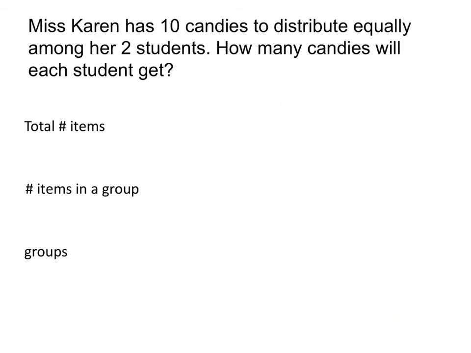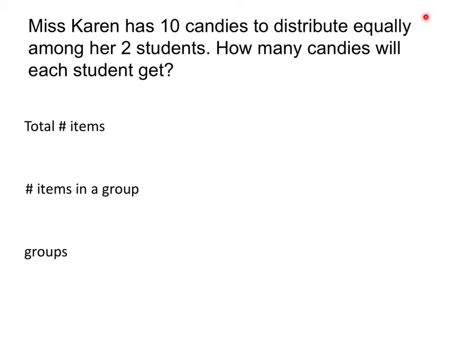Now let's do a similar example. Again, Miss Karen has 10 candies to distribute equally among her 2 students. How many candies will each student get? All right, now this is a very simple problem, but again, we're using this to illustrate this procedure of drawing a picture that illustrates our problem and using that to determine what type of problem it is and how to solve it.